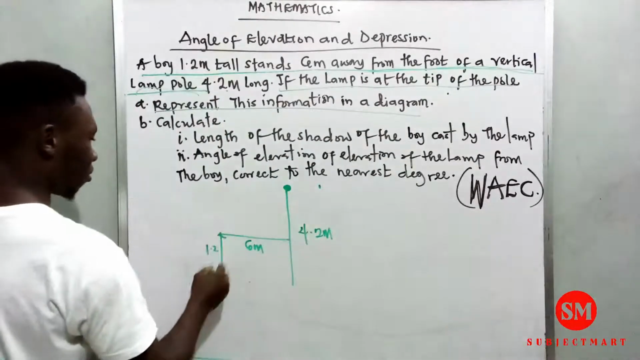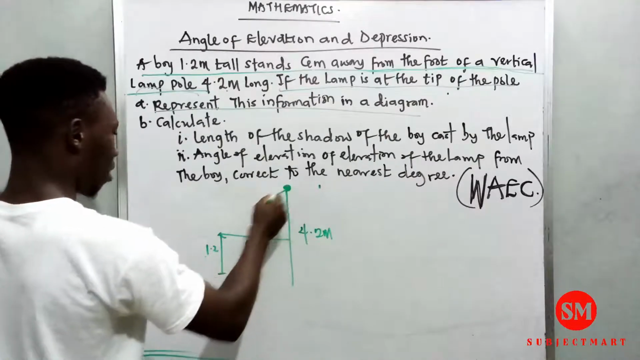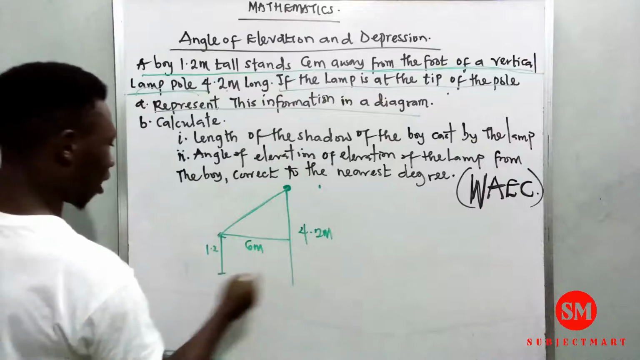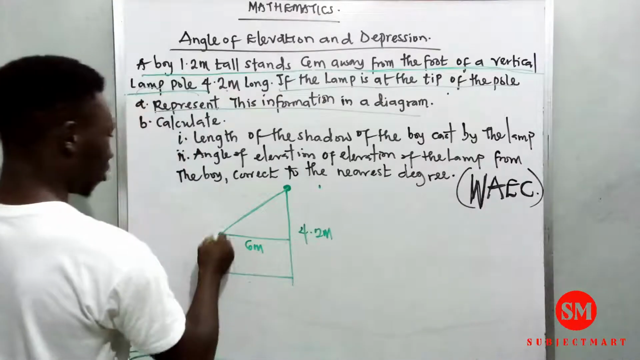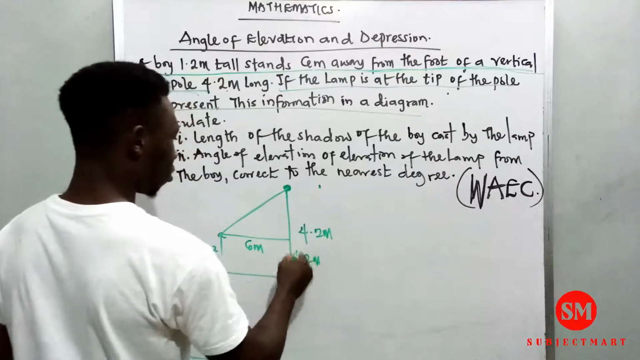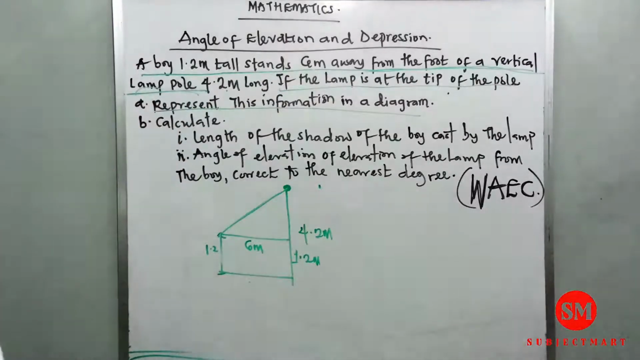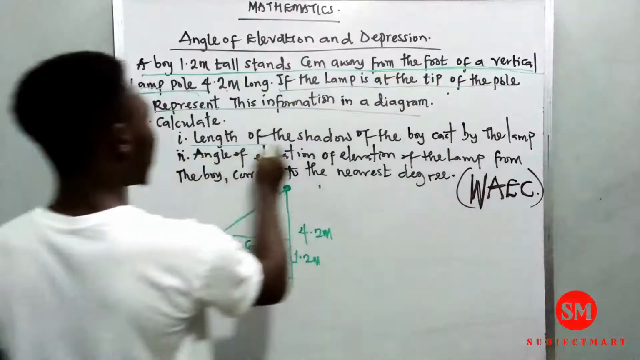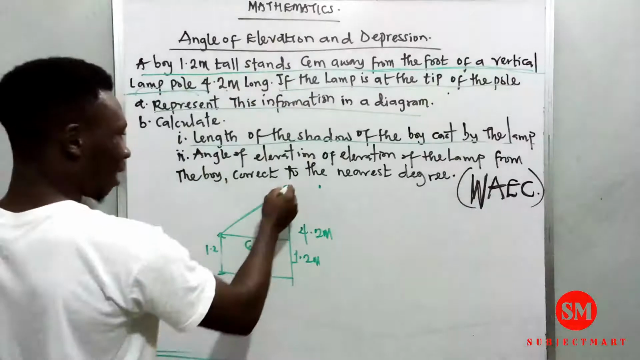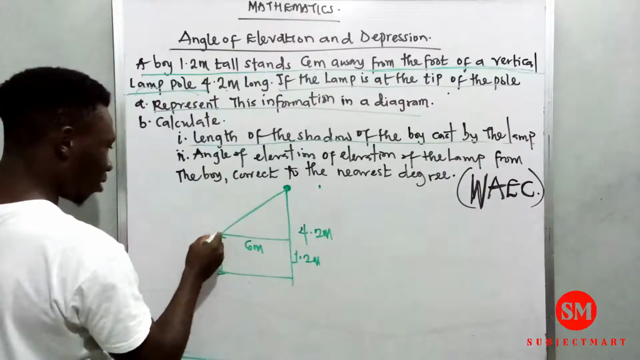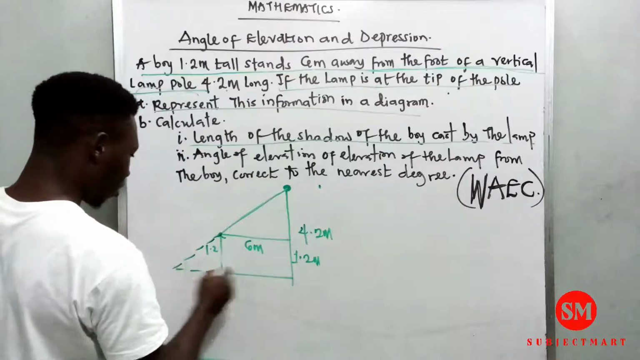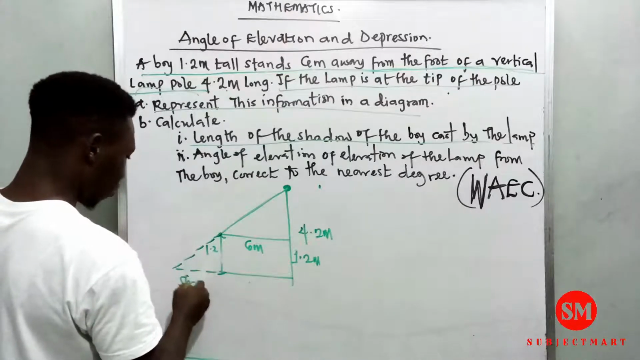Now this is the boy here. So we have this, we have this and we have this. So if here is 1.2, here is also 1.2 meter. Now the question further said, calculate the length of the shadow of the boy cast by the lamp. Now this is the lamp here. This is the boy. So the boy's shadow is going to fall on the ground. So this is the boy's shadow.